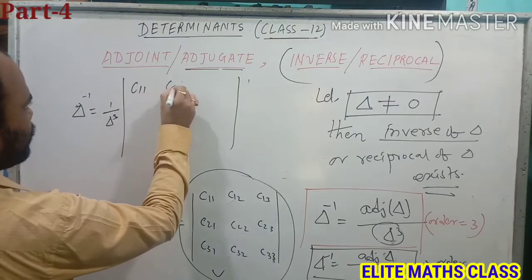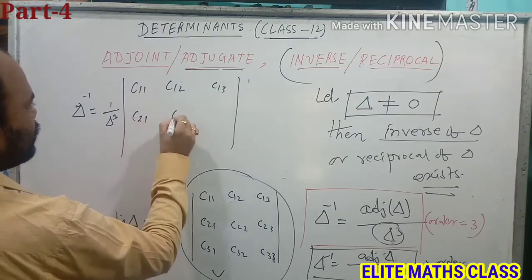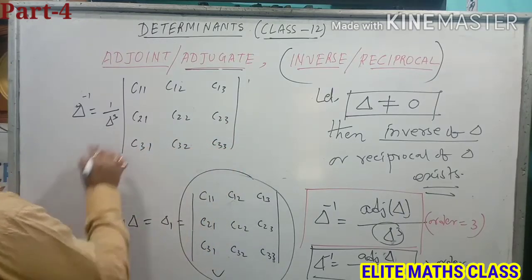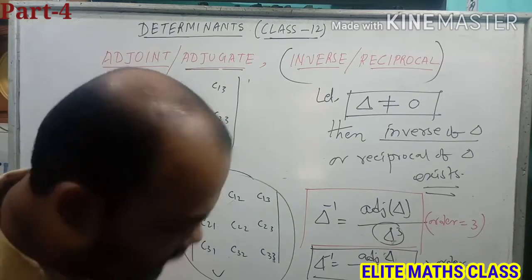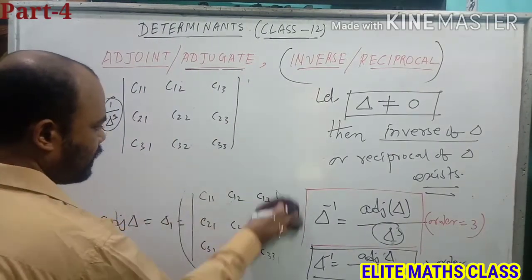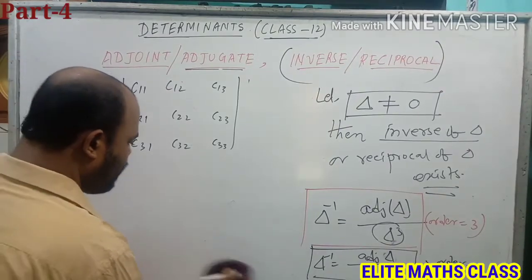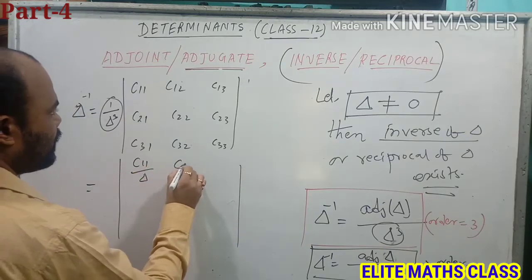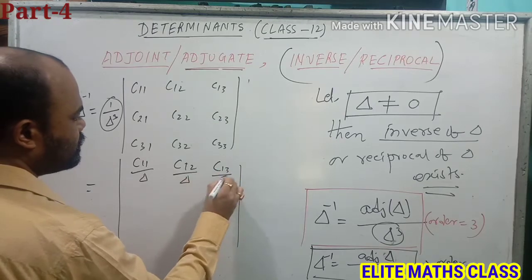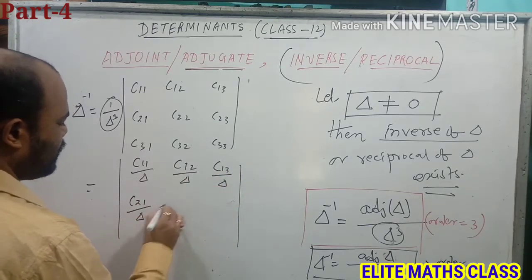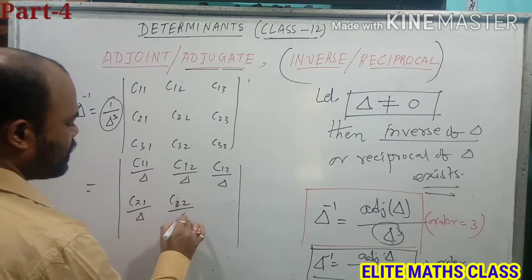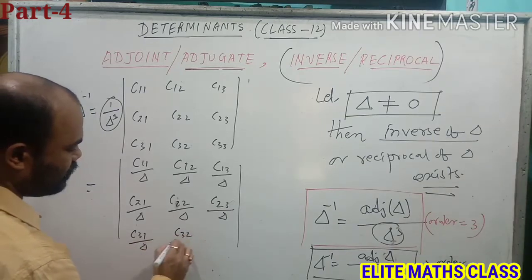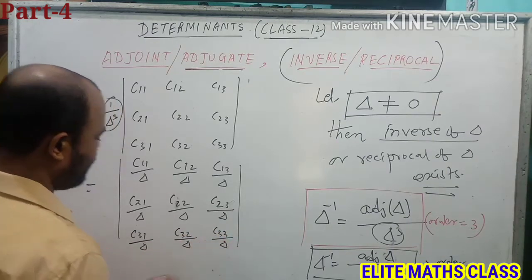So what is the adjoint? C11, C12, C13, C21, C22, C23, C31, C32, C33. So this is a scalar. As we know that a scalar is to be multiplied either in a row or in a column. So this is equal to, we can write C11 by del, C12 by del, C13 by del, C21 by del, C22 by del, C23 by del, C31 by del, C32 by del, C33 by del.